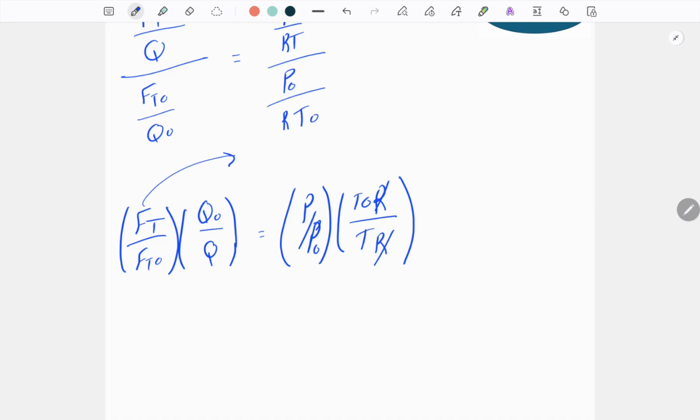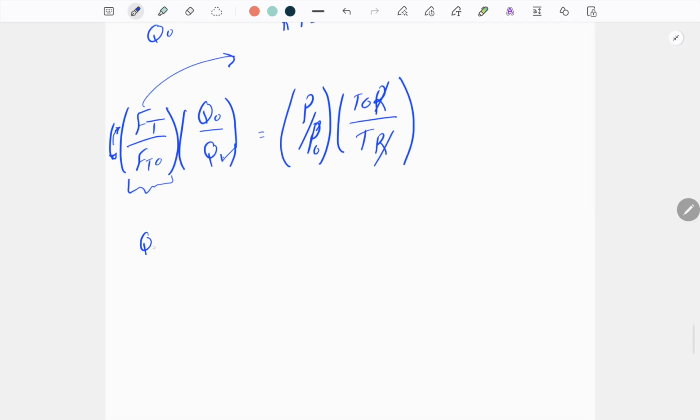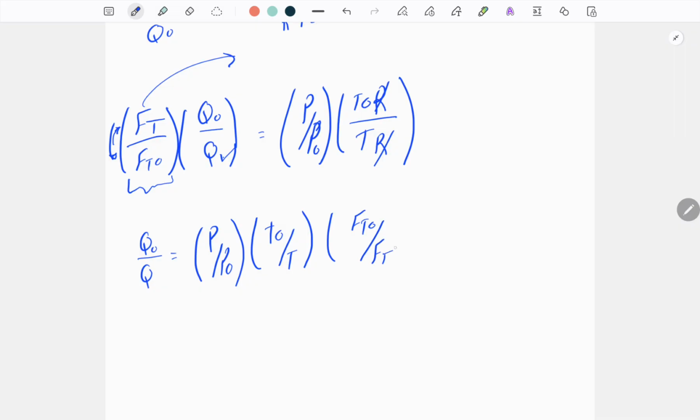And we'll move this term to the other side because we're solving for Ca, which is in the Q. When we move this term to the other side, the numerator and denominator will switch. Therefore Q naught over Q equals P over P naught, which stays the same, times T naught over T, times Ft naught over Ft.